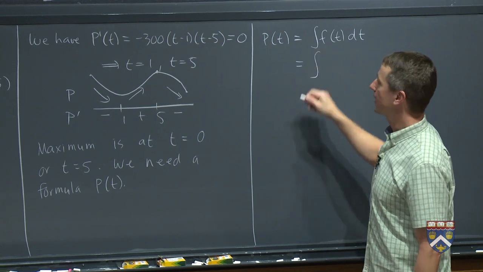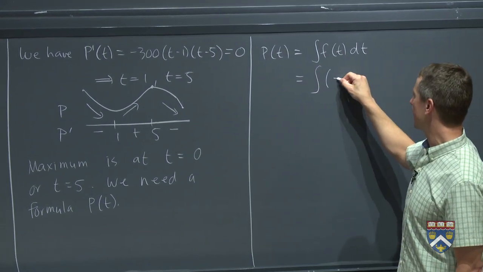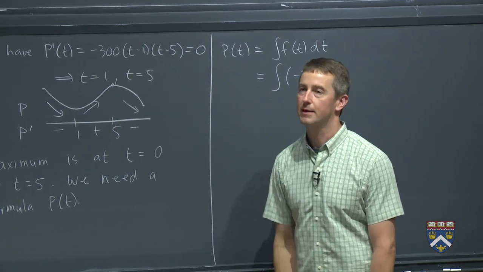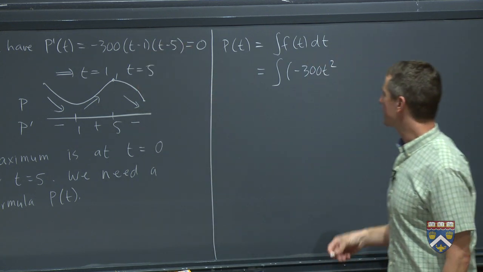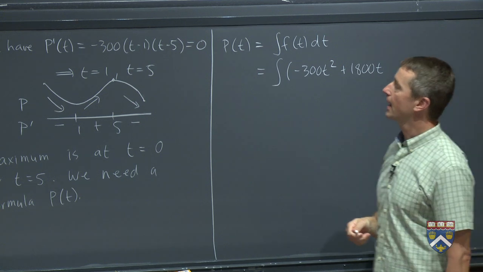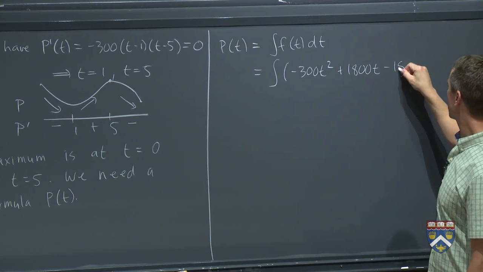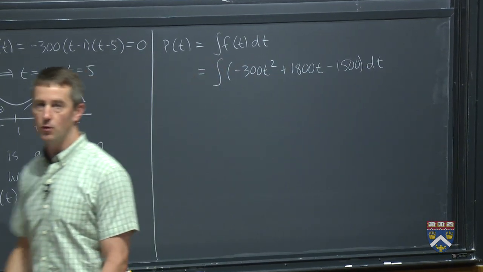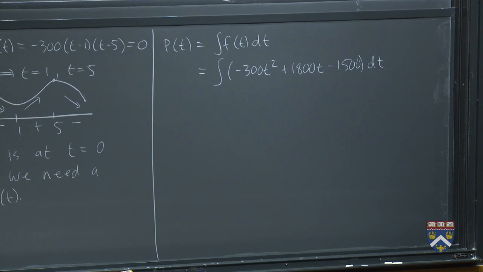So if we multiply this all out, we're going to get t times t is a t squared with a negative 300 out front. And if we FOIL this all out, we get a negative 6t in the middle. We multiply that by negative 300, we get an 1800t. And at the very end, we get a 5, and we multiply that by negative 300, negative 1500. So if we're trying to find P of t, this is the function we need to find the antiderivative of.